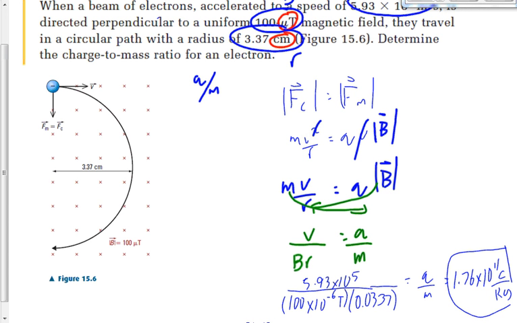So, on a test, I would say that if you get a number that's dramatically different than that, for the charge to mass ratio of the electron, you probably made a mistake. But if it's reasonably close, it's probably just the data that they gave you that made it a little bit different. Does that make sense?